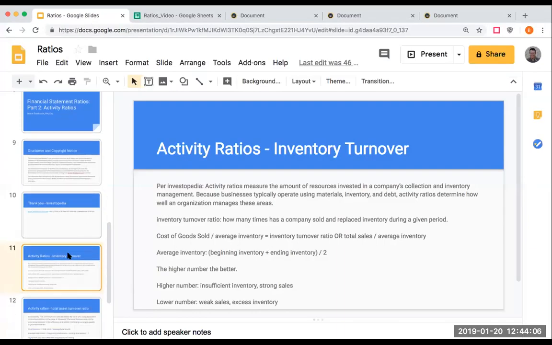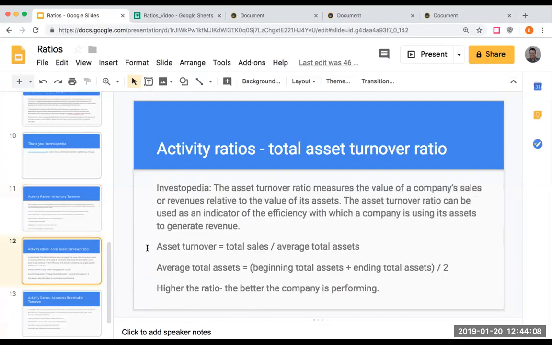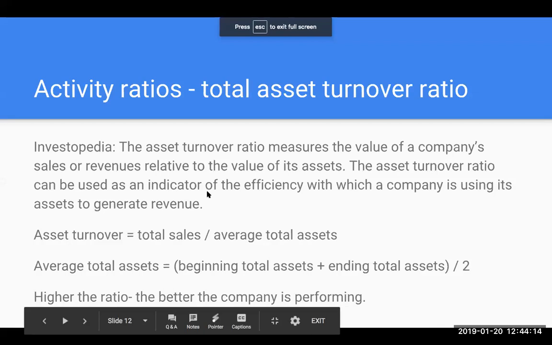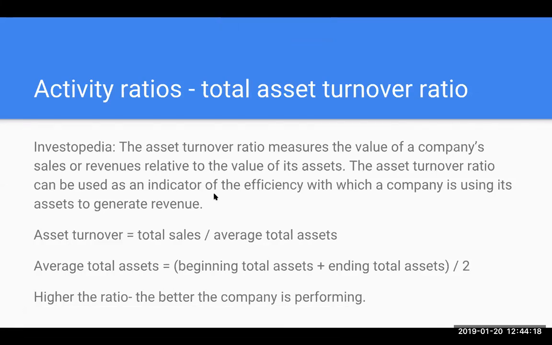Our next activity ratio is the asset turnover ratio. What exactly is the asset turnover ratio? It measures the value of a company's sales or revenues relative to the value of its assets. The asset turnover ratio can be used as an indicator of the efficiency with which a company is using its assets to generate revenue. Thank you, Investopedia. I could not have said it better myself.